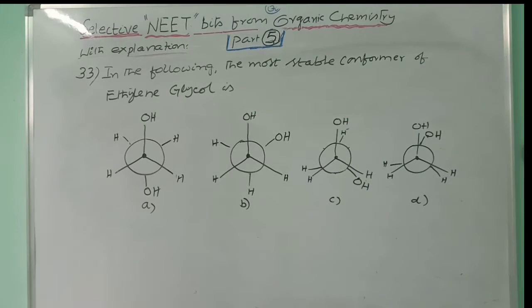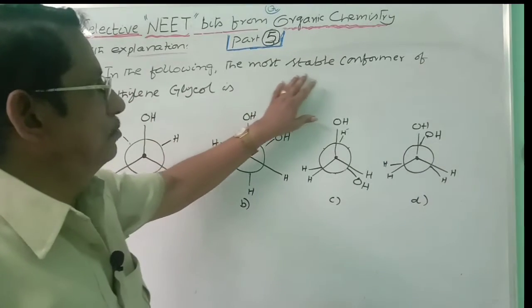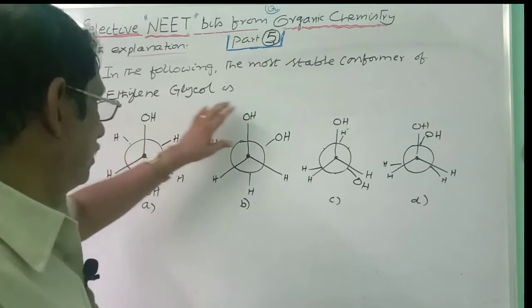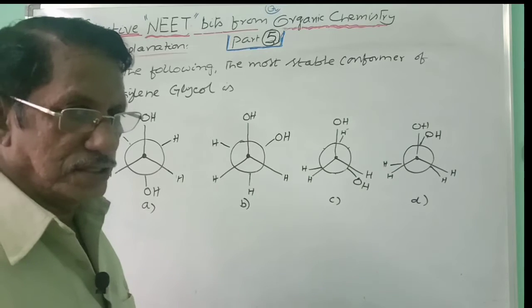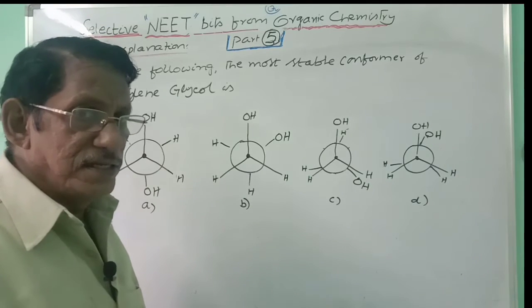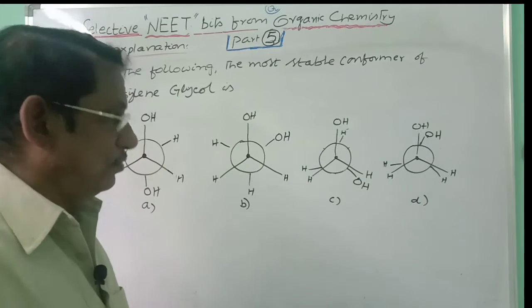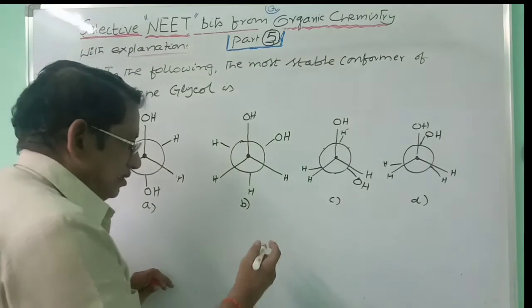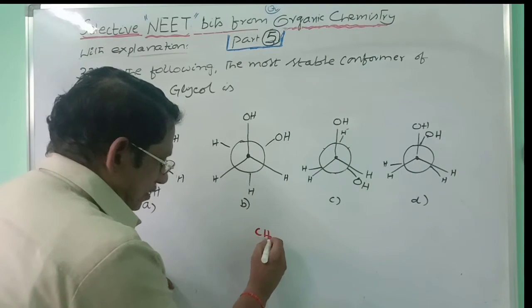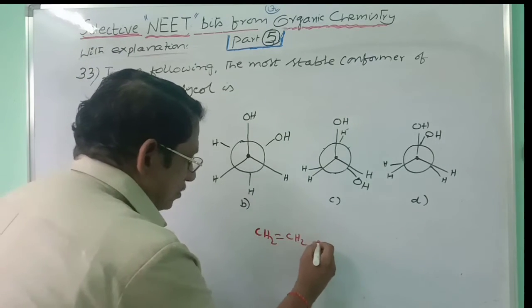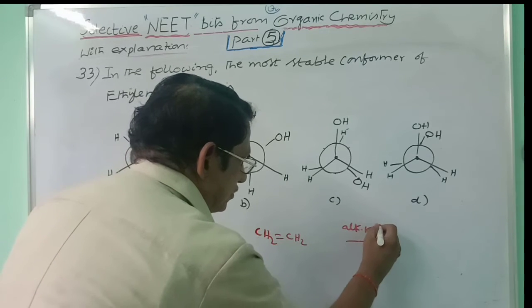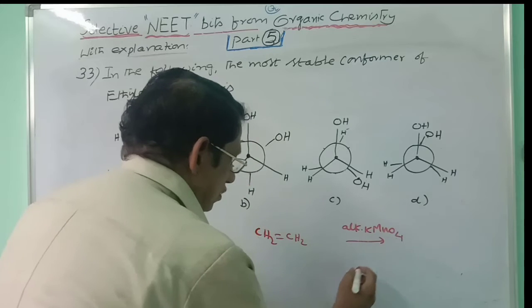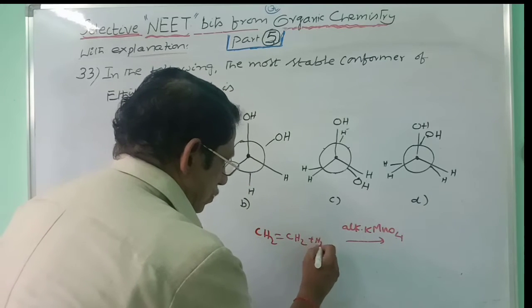Next one, 33. In the following, the most stable conformer of ethylene glycol. Glycols, 1,2-dihydroxy compounds, are called glycols. When ethylene is oxidized with alkaline KMnO4, you will get ethylene glycol. Hydroxylation takes place here. Ethylene I am taking here, treated with alkaline KMnO4 as the oxidizing agent, with H2O plus [O].